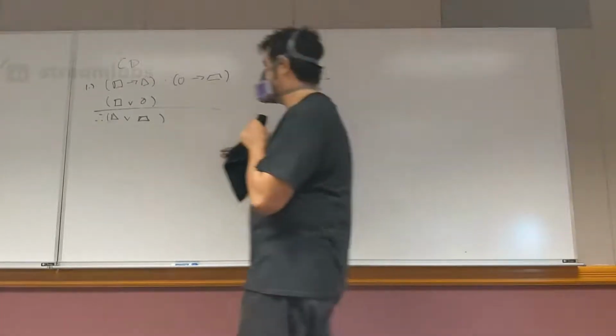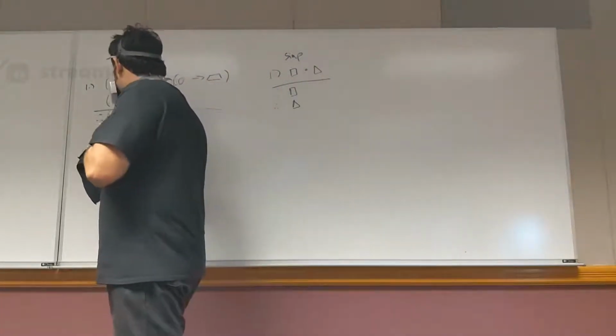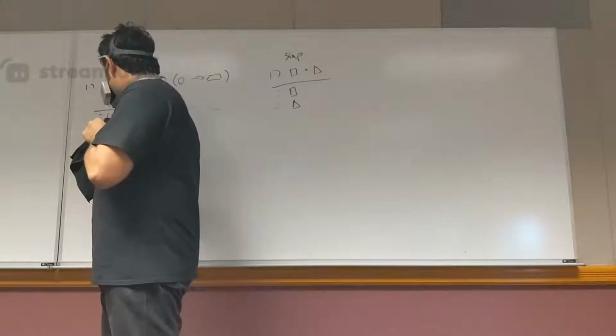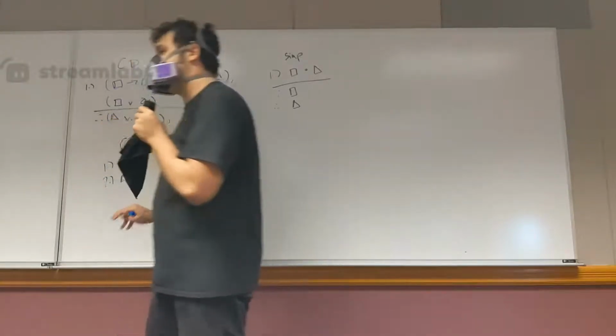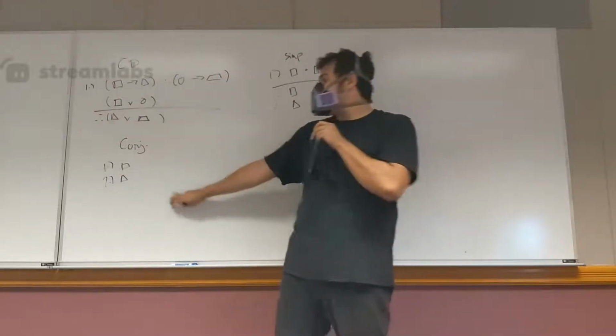Okay, conjunction. Another simple one. If I have square and I have triangle on two separate lines, that just means they're both true, right?